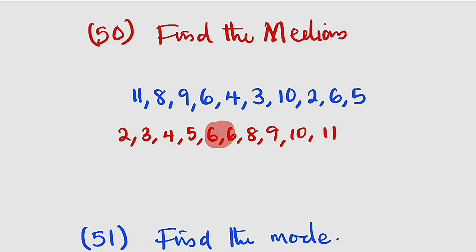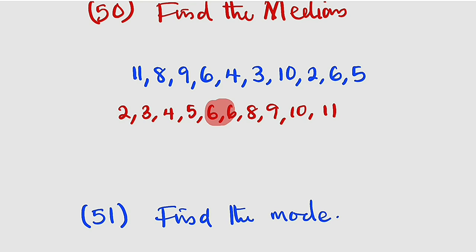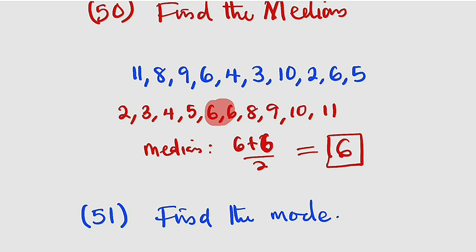So whenever you have this situation where you have two numbers, to find the median, you need to find the average of those numbers. So we have 6 plus 6 again, then you divide it by 2, right? 6 plus 6 is 12, divided by 2 is 6. Therefore, the median is 6.